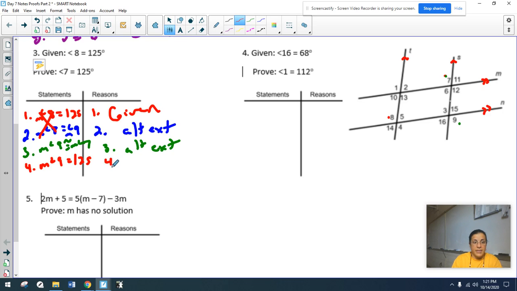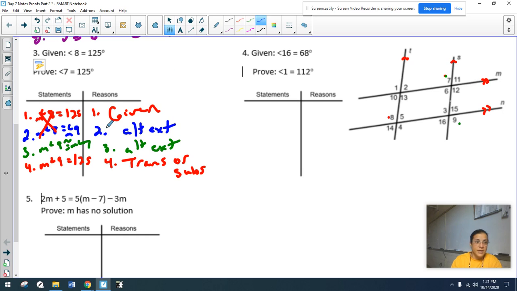Okay, and the way I got that was just either cross out the repeated, so you could have said transitive of equality, or we plugged in 125 instead of the measure of angle 8, which would be substitution. So again, either one works. You can either say transitive or you can say substitution.